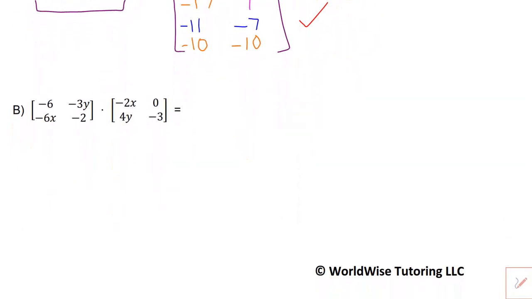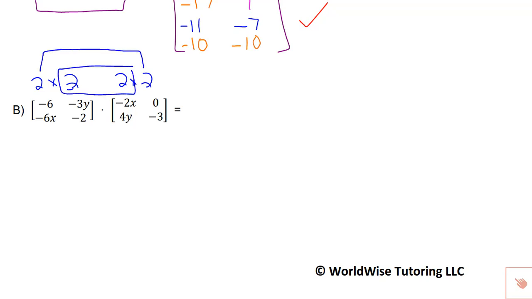Let's look at another example. Here I have a 2 by 2, and I'm multiplying that by another 2 by 2. This works because the inner dimensions match, and I know my result will be 2 by 2. I like to open up brackets, and we'll do one thing at a time.